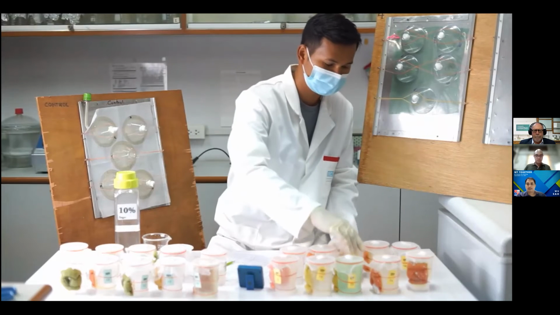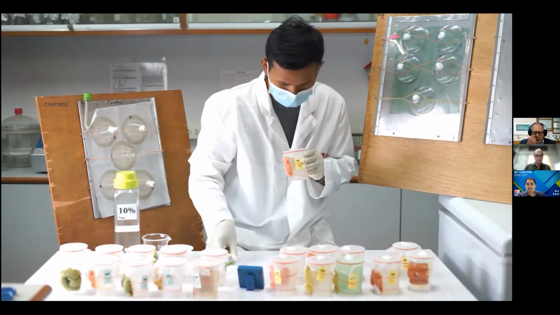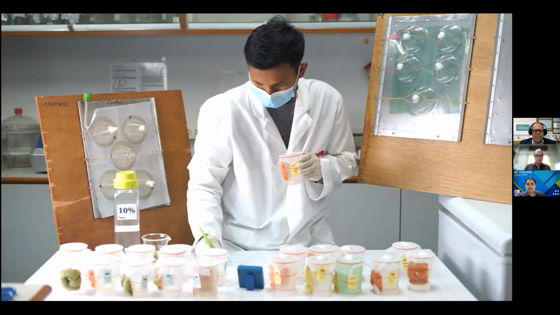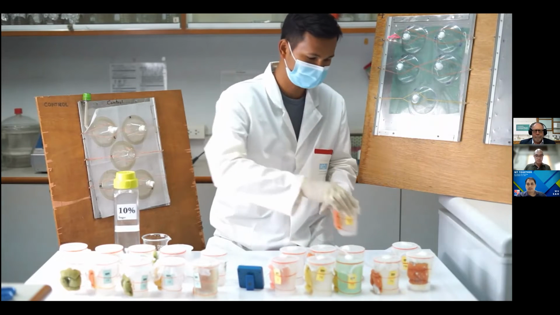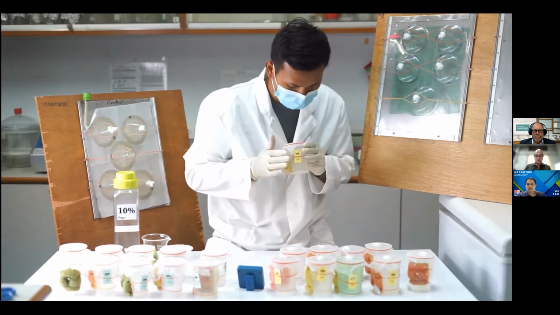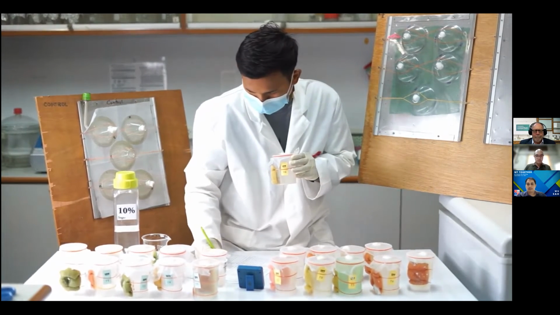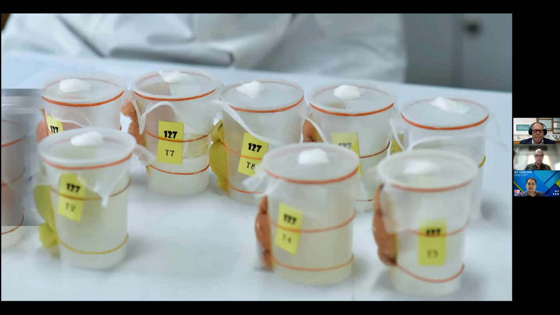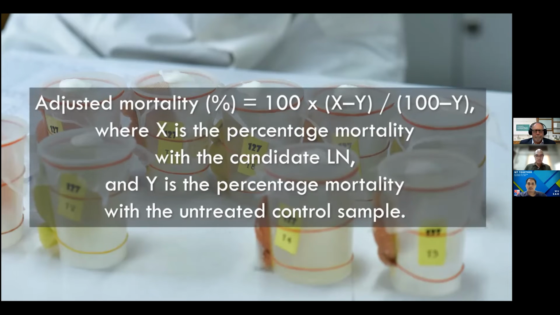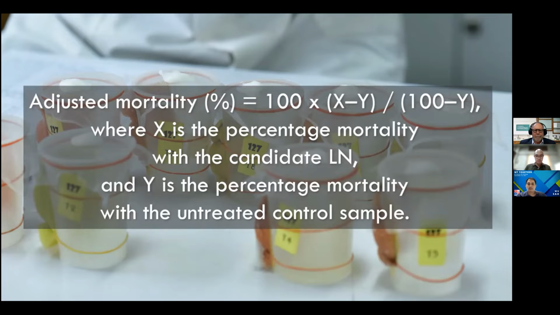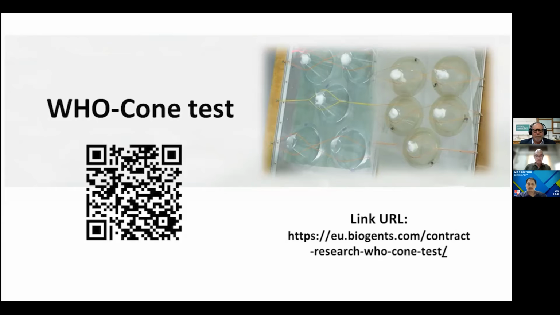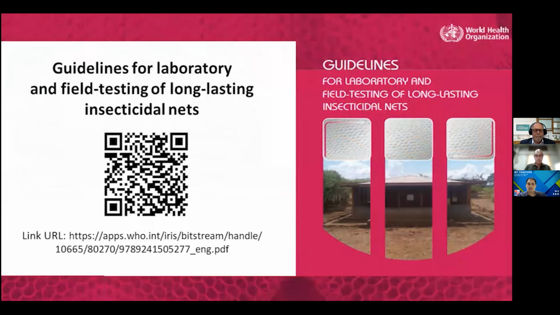Please note that bioassays should be carried out at 27 plus or minus 2 degrees centigrade and 75% plus or minus 10% relative humidity. As a reminder, here is Abbott's formula again, shown on the screen. And then you can read up more on this assay by going to the following sites.